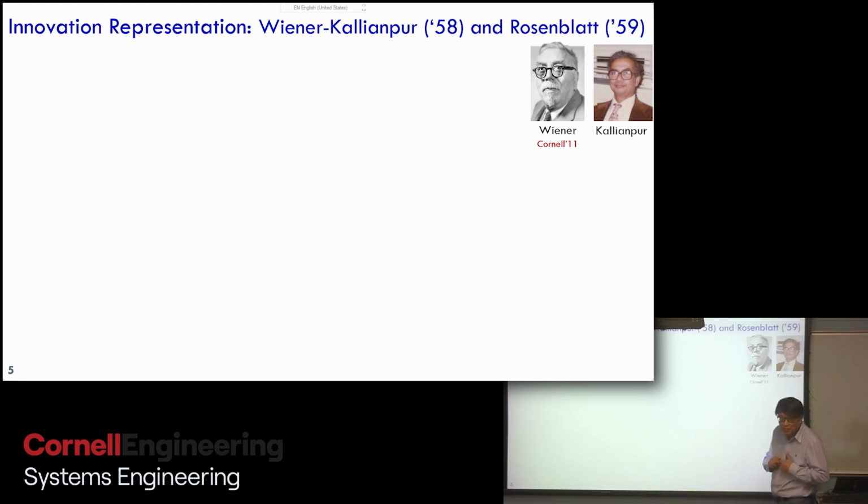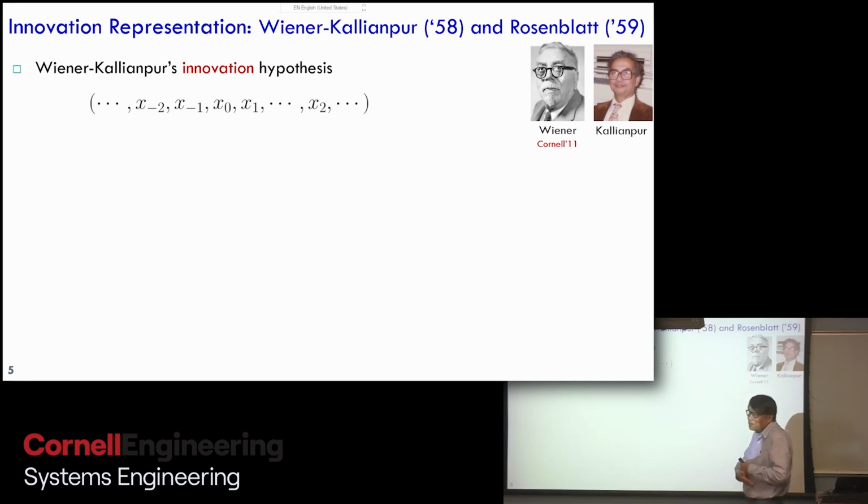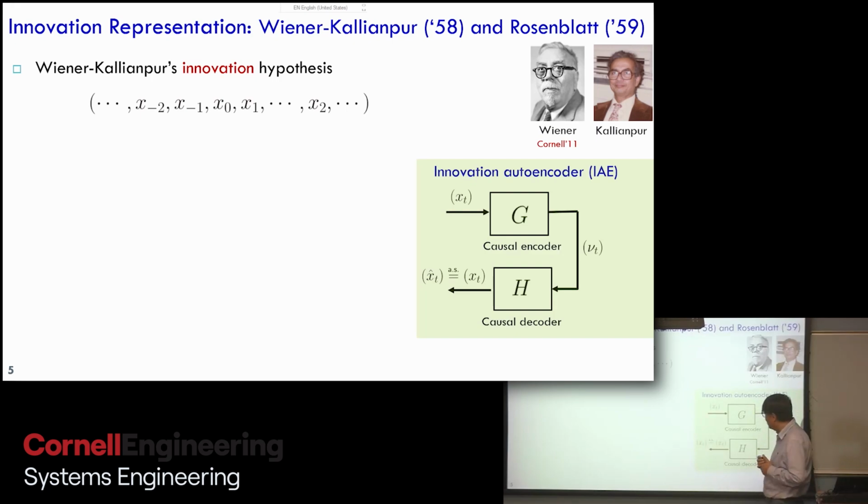So Norbert Wiener and Kallianpur in 1958 considered a version of this problem. Now, Wiener is a Cornell graduate with a degree in philosophy. But anyway, in the 1950s they considered the following problem. Suppose you have a stationary random process. Their question is, what would be the most efficient way to describe something like this? If it's a random process, it can be arbitrarily complex. Describing this in a probability model is an infinite-dimensional problem, right? So in modern machine learning language, I'm going to explain what they were considering at that time in the context of an autoencoder.